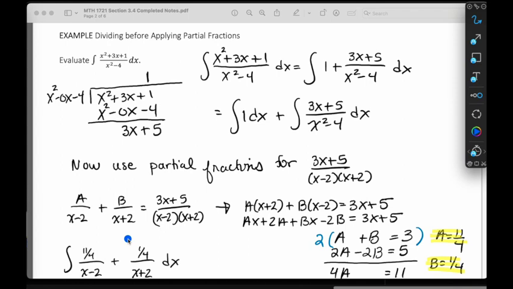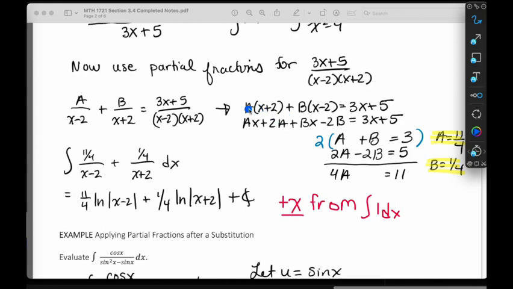So now if I imagine that I'm trying to combine these and find a common denominator, I would multiply x plus 2 by the top and the bottom of this first fraction, which means I would have in the numerator a times x plus 2. For the second fraction, if I was trying to find a common denominator, I would multiply the top and the bottom by x minus 2, which means in the numerator I would have b times x minus 2. And we want all of that across the top to be equivalent to 3x plus 5.